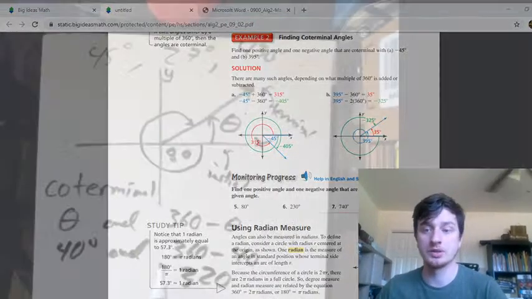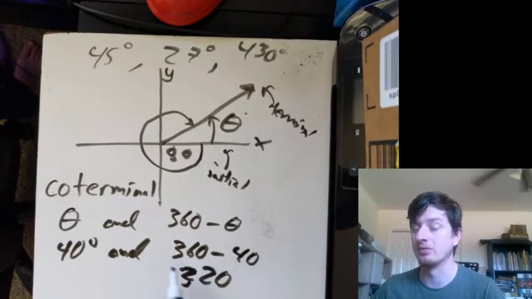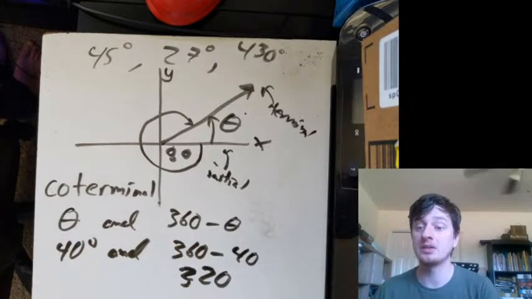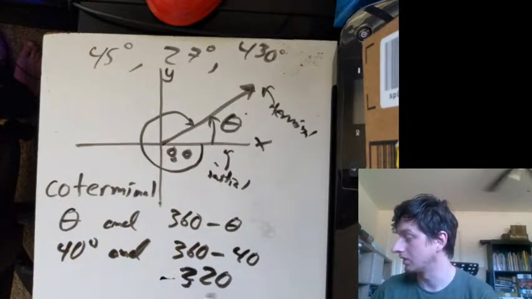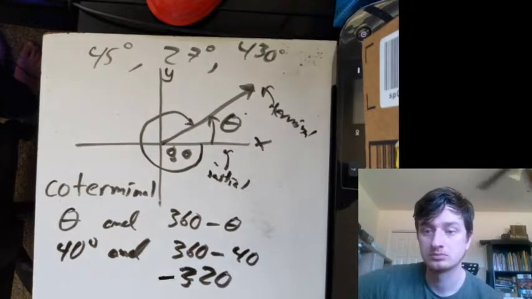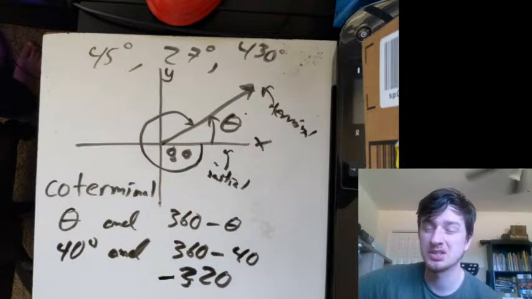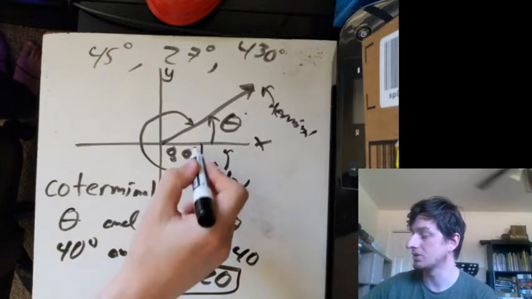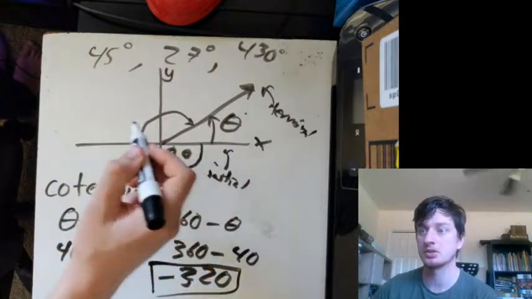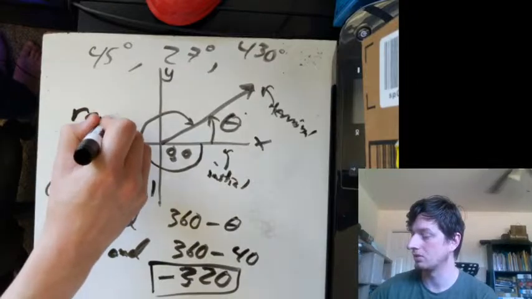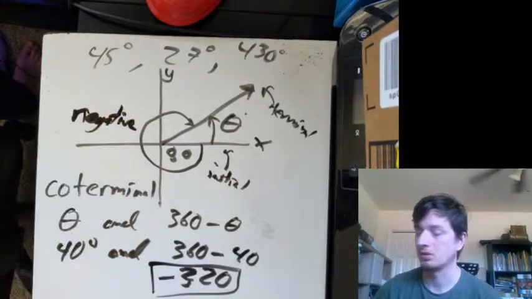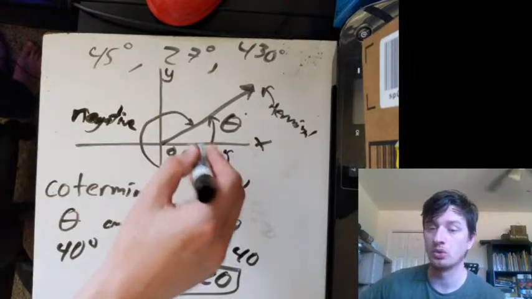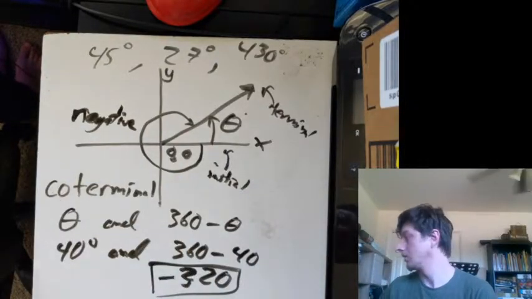So this angle here is going to be negative. It's 320 degrees, but the negative tells us the direction that it's going. So our answer is going to be negative, and that's because this is going in a negative direction this way. So that's how you're going to get negative angles and how they would show up on the coordinate plane. All right.